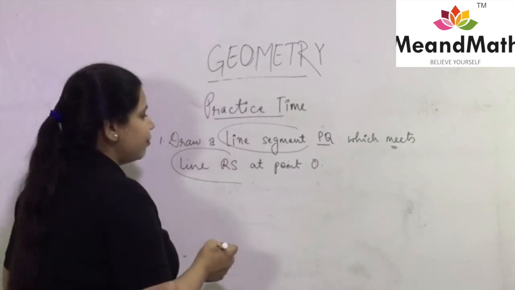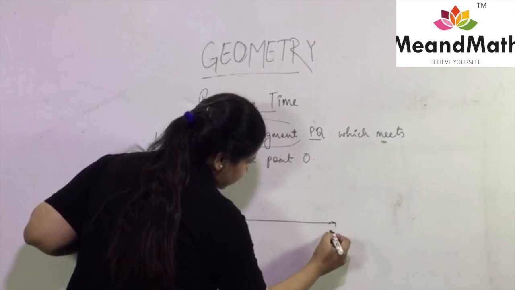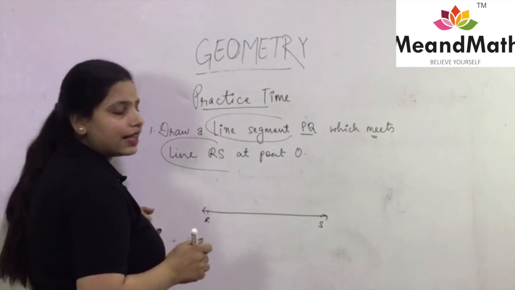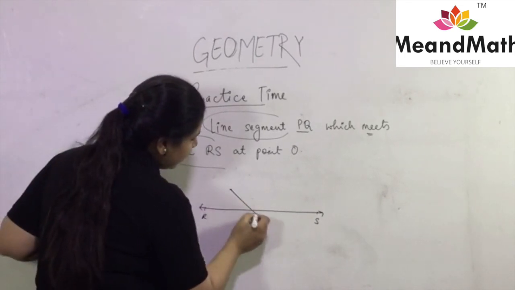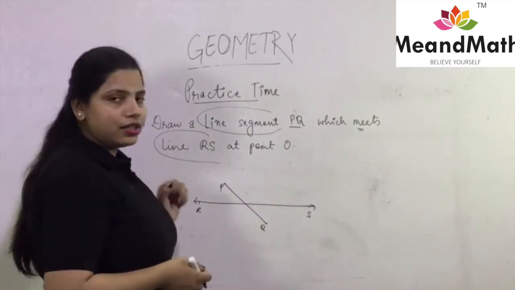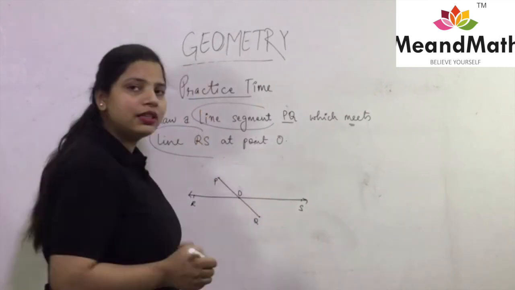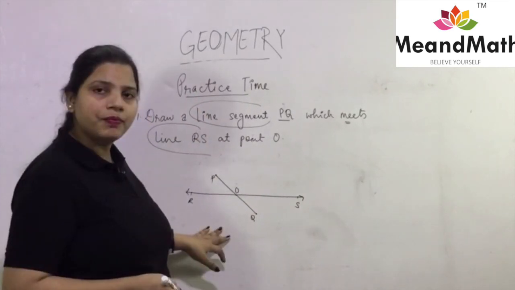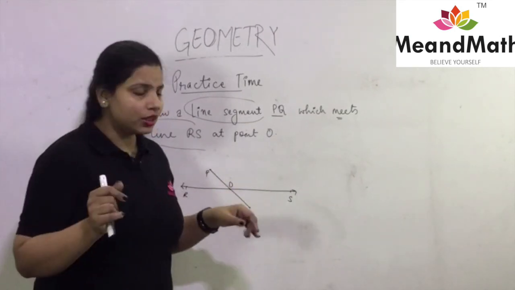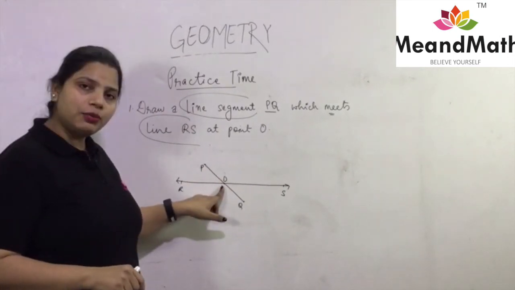So we first of all draw a line RS. This is S, this is R, this is a line RS, and we have to draw a line segment PQ. So we will draw a line segment PQ like this. This is P and this is Q. And the question says that these two meet at O. So this is the meeting point and we'll name it O. Have you drawn it like this? The direction of line segment and line can be any, but the important thing is PQ must be a line segment, RS must be a line, and intersecting point must be O.